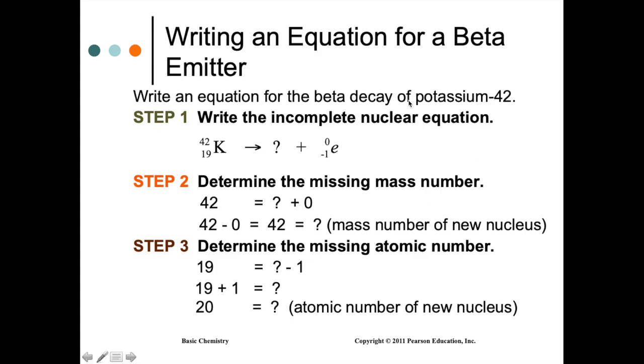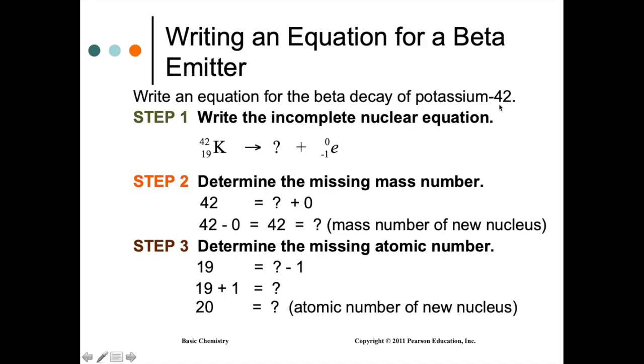So for example, here we have the beta decay of potassium-42. Potassium has the symbol K, and we look it up in our periodic table. It has the atomic number of 19. We know the mass number because it is given to us in the question. We're told that we're dealing with the isotope potassium-42.